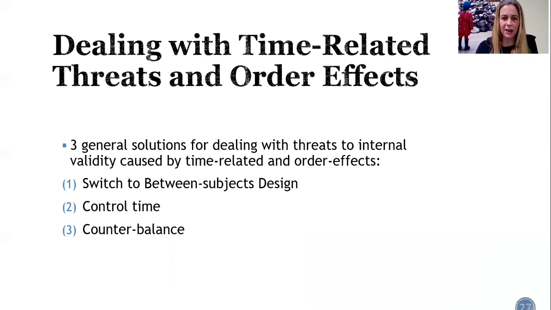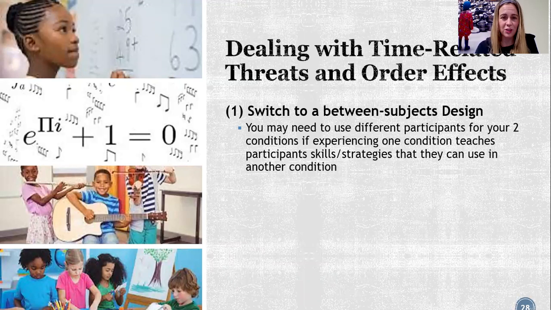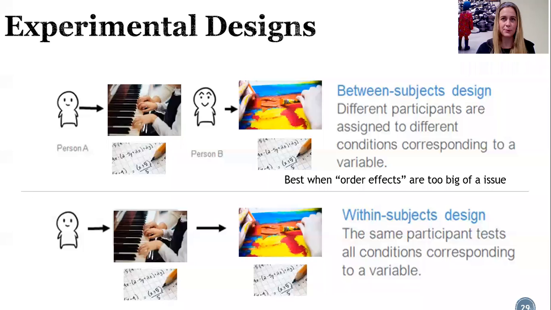So there are 3 general strategies for dealing with these time-related and order-related threats to internal validity. The first one is that we maybe just can't use a within subjects design. This is probably the solution for any kind of study that's looking at long-term learning effects or intervention. Anytime people are learning something from a condition, they're going to forever be changed, and so when you test the next condition, it's going to be impacted by what they learned in the first condition. So in this example of studying whether music impacts children's math performance, you can't do a within subjects design. You can only do a between subjects design.